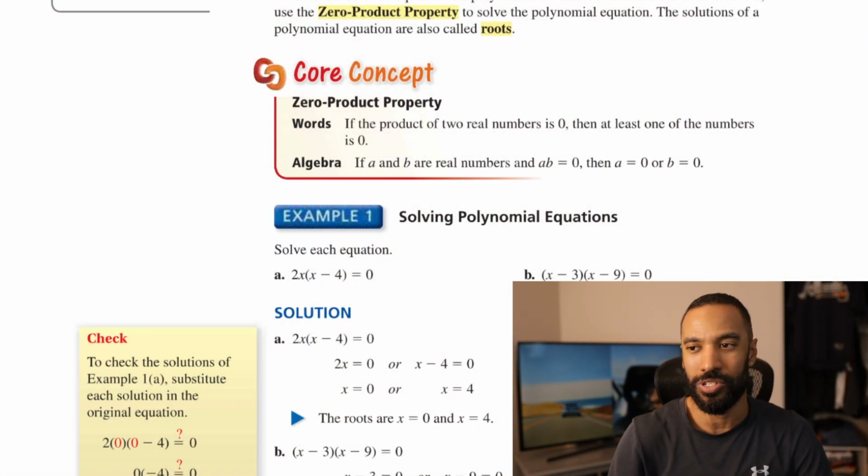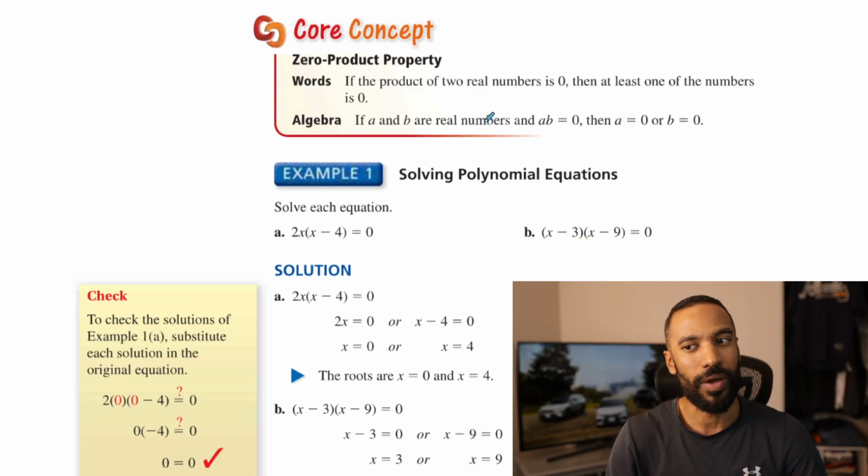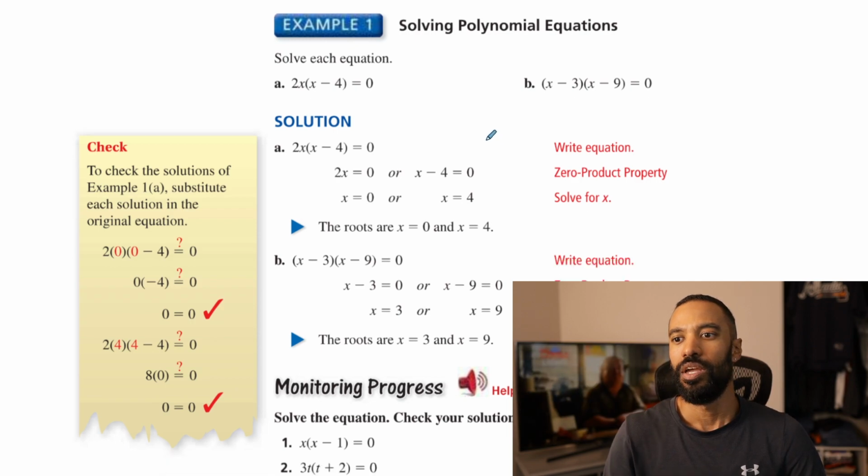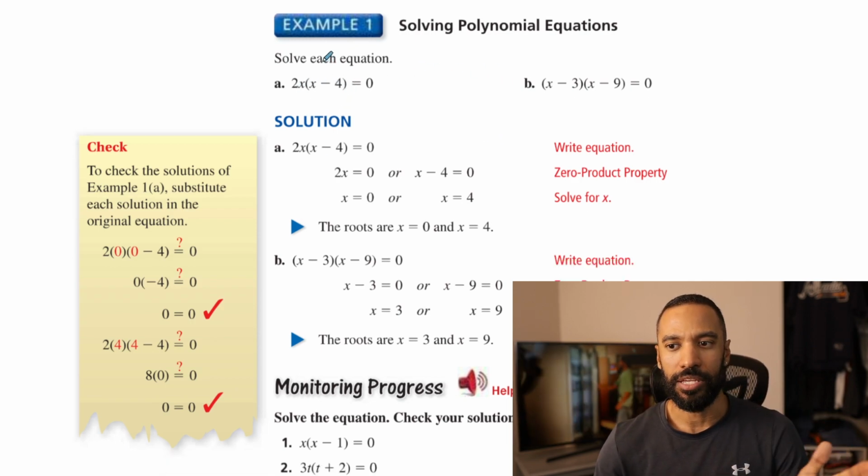It doesn't work with any number but 0. 0 is very special in that way. So keep that in mind when it comes to this property. If you're not set equal to 0, you're not solving it that way. So I don't know how they'll trick us or not trick us, but we'll take a look with some of the examples they have. So example number 1, we have parts A and B solving each equation.